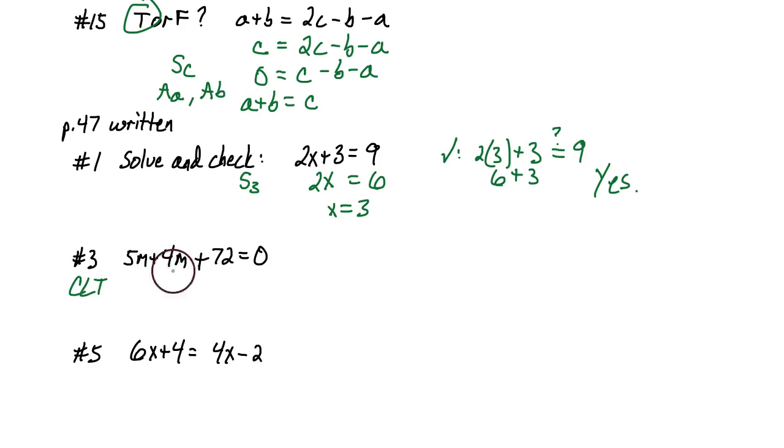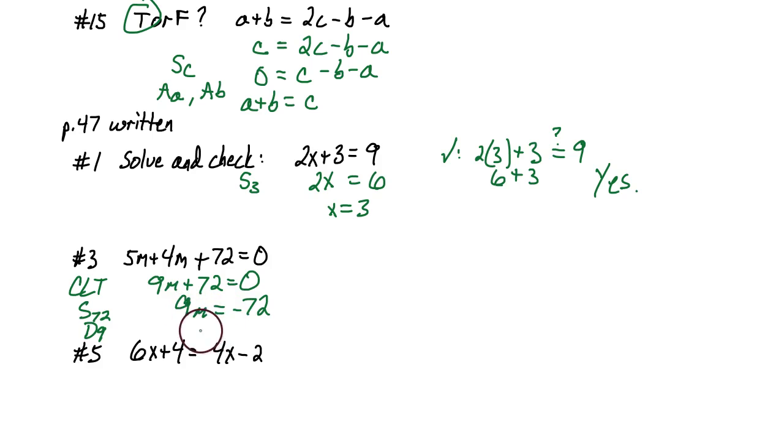Number 3, first let's combine like terms. 5m plus 4m is 9m. Next, subtract the 72. We have 9m on the left side, and on the right side, after subtracting 72, we'll have negative 72. And next step, divide both sides by 9.